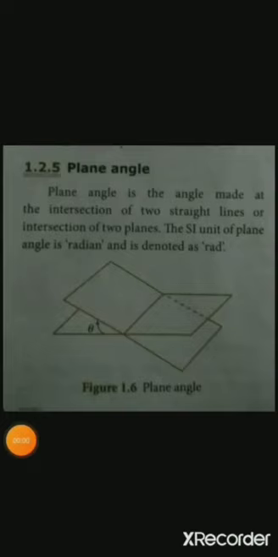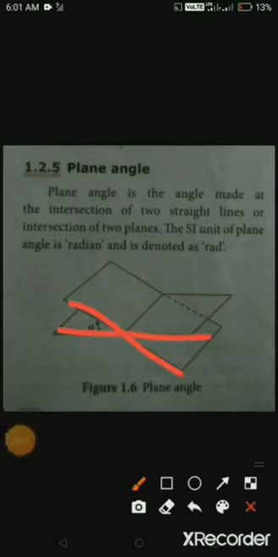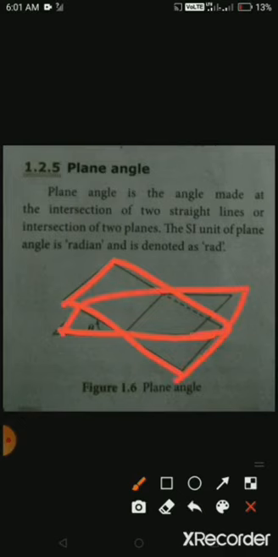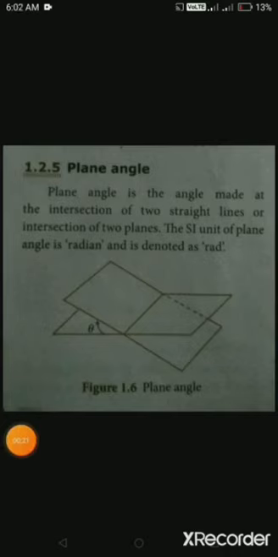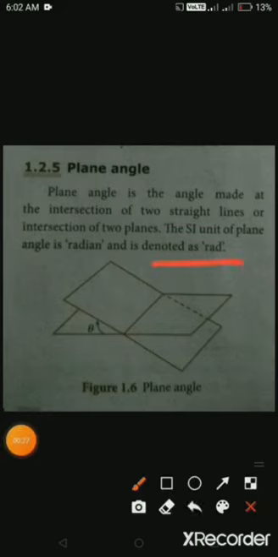Next one, plane angle. Plane angle is the angle made at the intersection of two straight lines or the intersection of two planes. The SI unit of plane angle is radian and is denoted as rad.